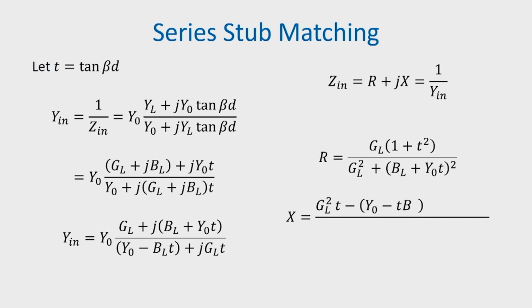and the expression for X also can be obtained, and it is given by (GL square T minus (Y naught minus T BL) into (BL plus T Y naught)) divided by Y naught into (GL square plus (BL plus Y naught T) whole square).